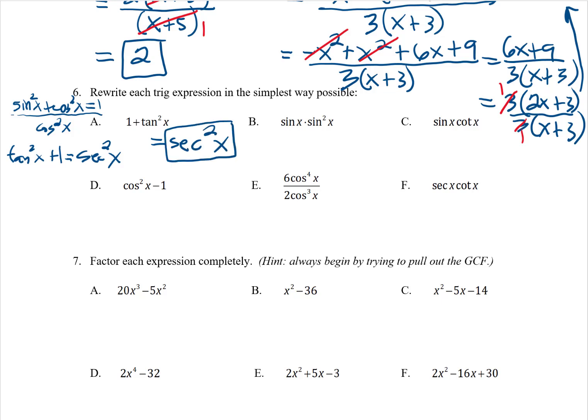Letter B is very simple. I have sine x times sine squared x. Sine squared x just means sine x times sine x. So I have 3 of them in all being multiplied here, which means this is equal to sine cubed x.